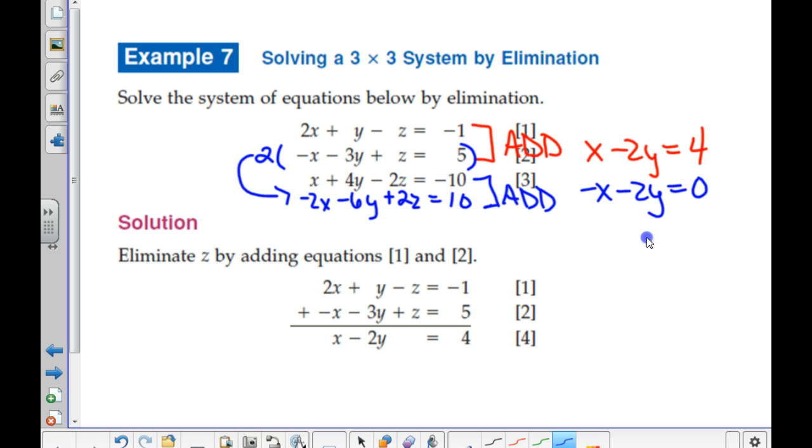What? No, she did top one. Oh, top one. I thought she was doing the bottom one. Okay, never mind.